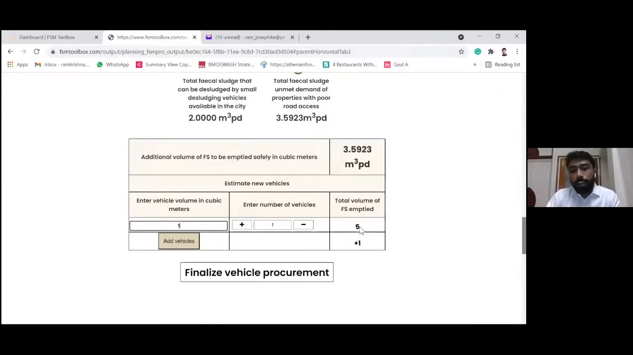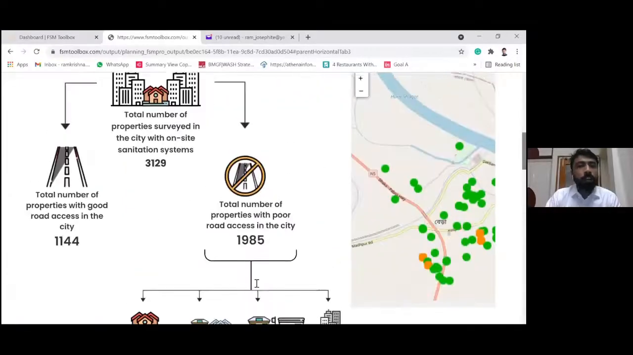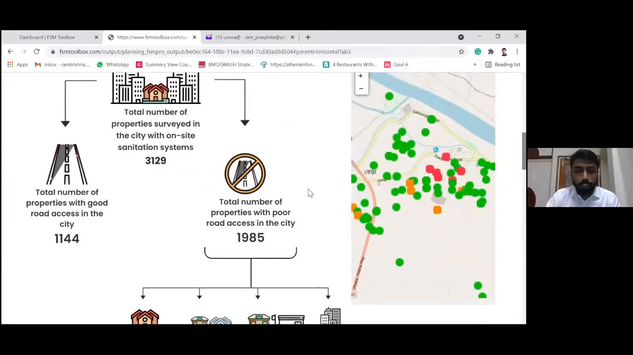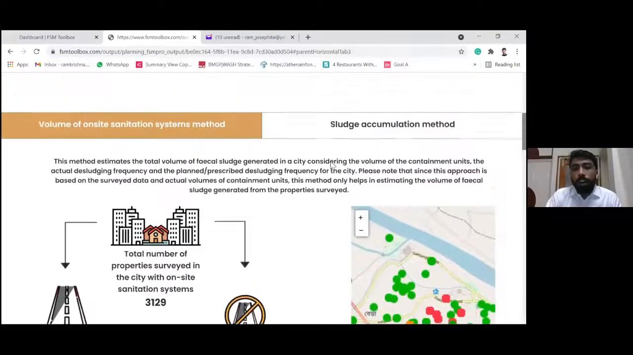So it will tell you that it can make 5 trips every day, and 5 cubic meters is the total volume of fecal sludge that it can cater to. And you know that your generated volume is only 4 cubic meters or 3.5 cubic meters. So you know that that is already a surplus. If there is no surplus, you can always add on vehicles and then finalize the vehicle procurement. There are also GPS coordinates which show you which households you are catering to.